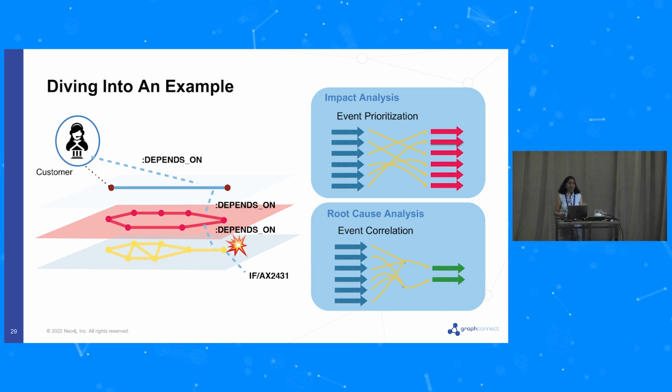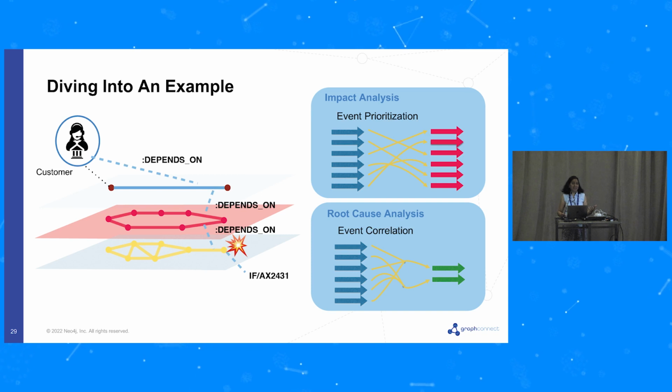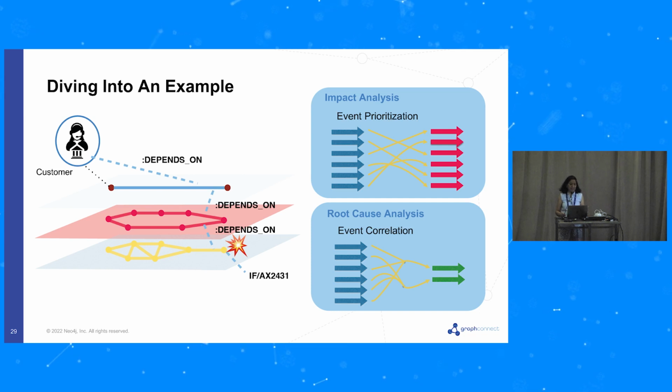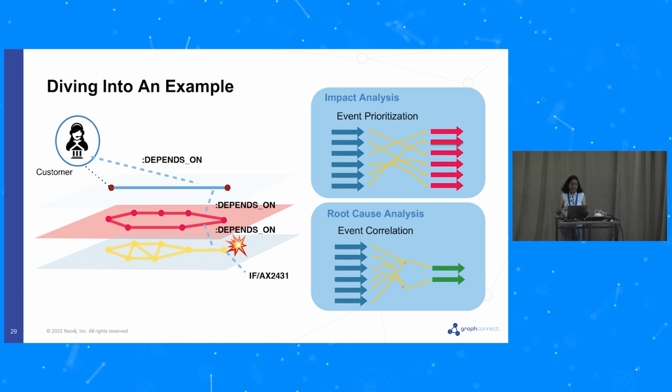That's the only way you're going to be able to identify what these dependencies are and what impact they'll have, right? So there are two types of analyses we can do. We can do impact analysis and we can do root cause analysis. I'm going to talk about impact analysis first. For impact analysis, we use either event prioritization or event filtering, and what we do in this process is prioritize events based on the impact they're going to have.